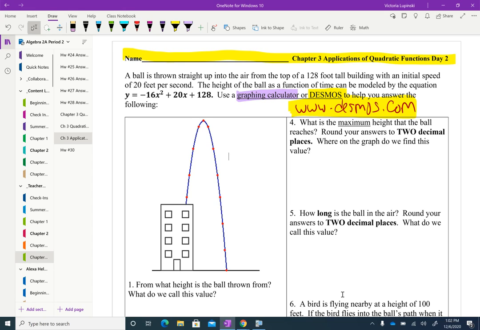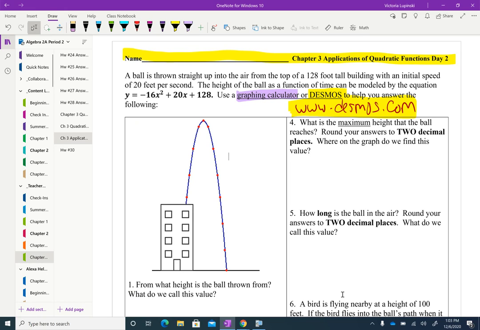So take a look here at number 1. A ball is thrown straight up in the air from the top of a 128-foot tall building with an initial speed of 20 feet per second. The height of the ball as a function of time is given by the equation y equals negative 16x squared plus 20x plus 128. And again, you're going to use a graphing calculator or Desmos to help you answer the following.